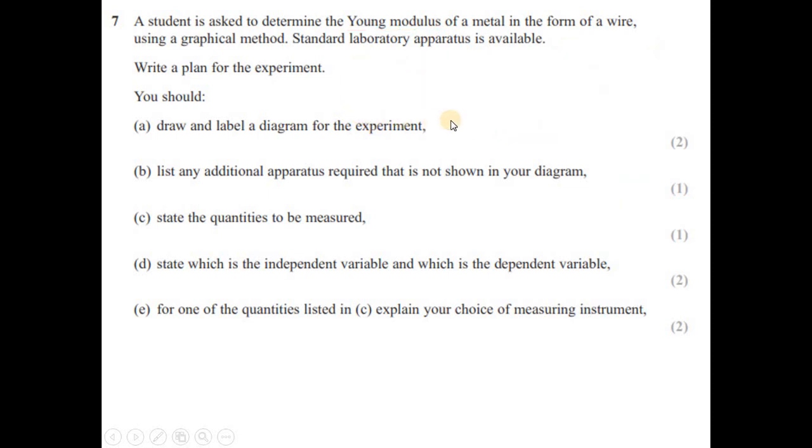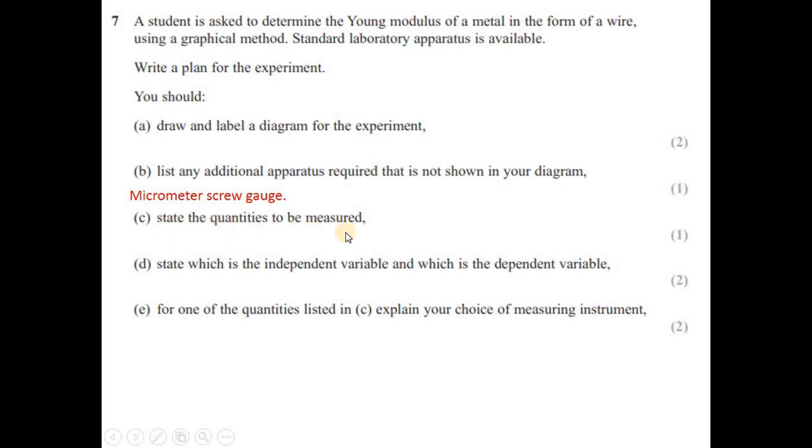Part B, list any additional apparatus required that is not shown in your diagram. Of course, this is the Young modulus experiment, so we need length and the area to find the stress. For area, we need diameter, and for diameter, we need a micrometer screw gauge. So the additional instrument we are going to need in this experiment is a micrometer screw gauge.